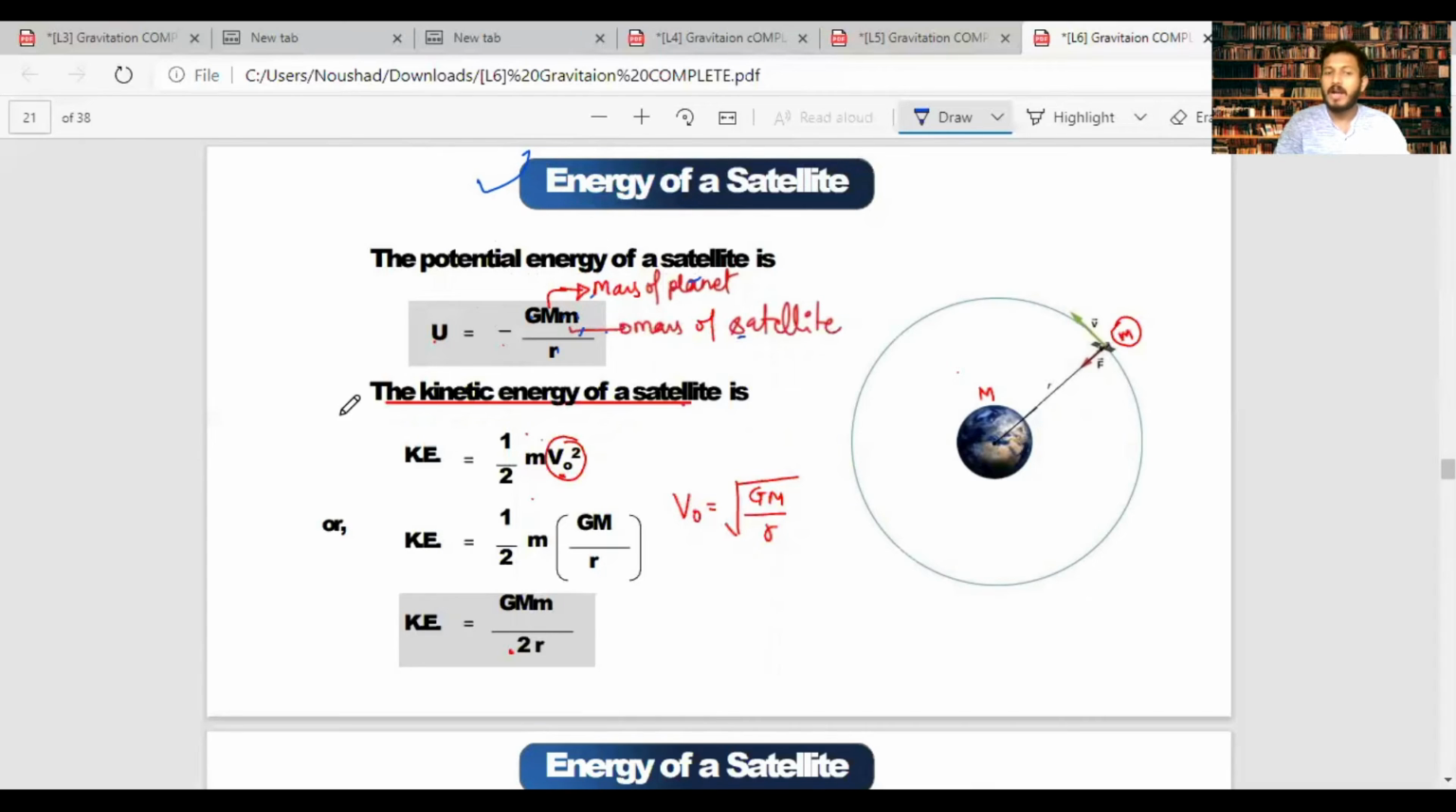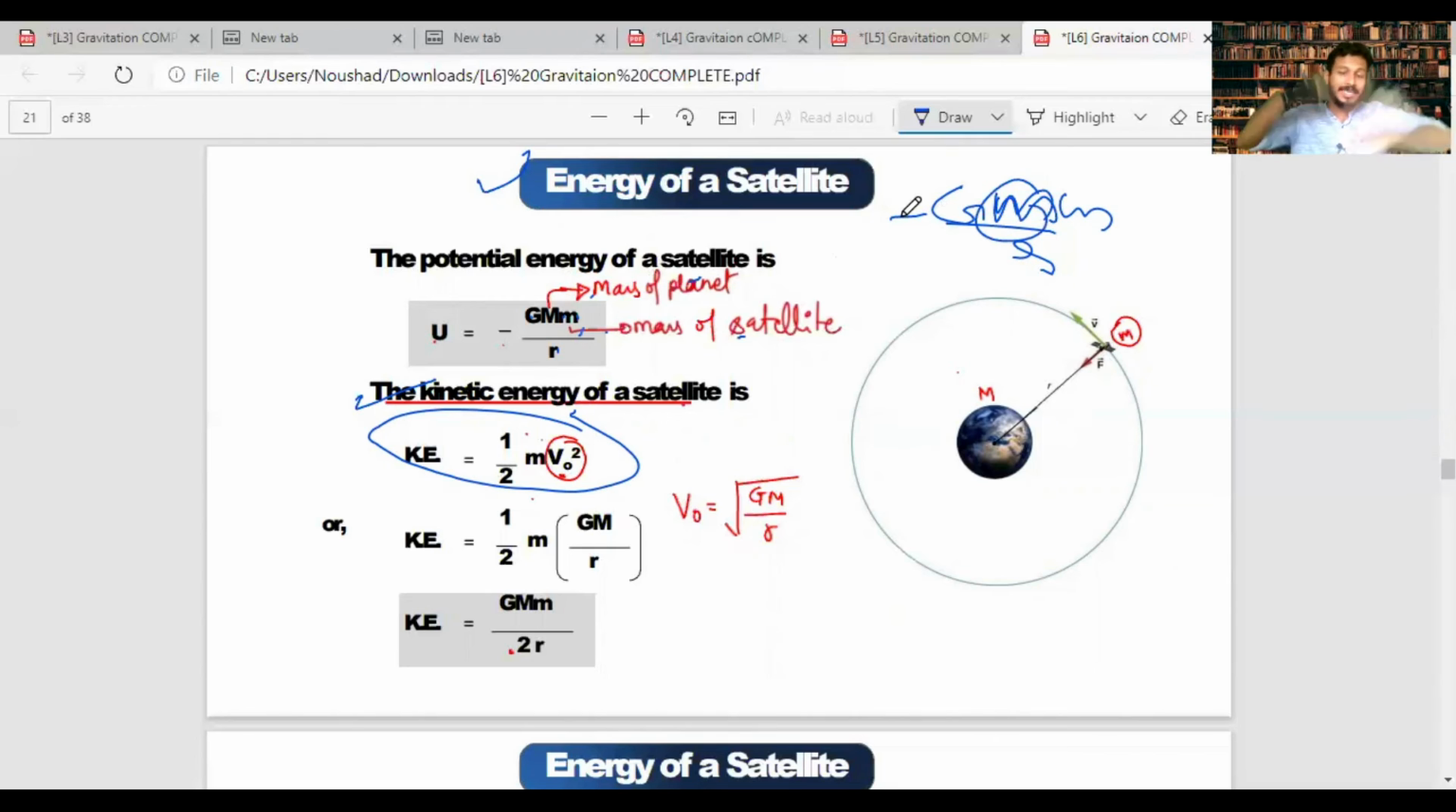But how can we calculate the kinetic energy? Kinetic energy is half mv square. The potential energy equation is minus GMm by r. Capital M is the planet, because the satellite is revolving around that planet, and small m is the mass of the satellite.